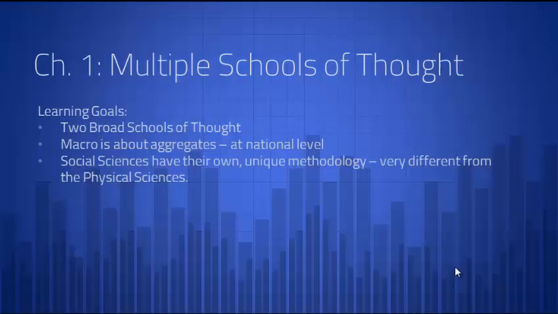It starts by saying that there are multiple schools of thought, and describing what we hope to achieve at the end of the chapter. So basically, the learning goals are that there are two broad schools of thought. This is an oversimplification. Actually, there are huge numbers of schools of thought, but it's a good idea to just start by orthodox versus heterodox. But within each school, there are a lot of variations.